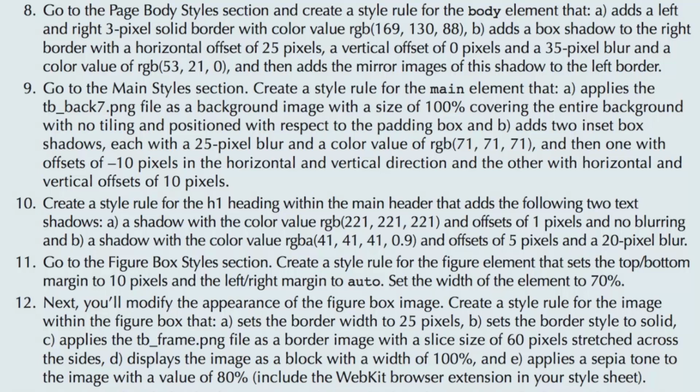In step 8, we're going to go to the page body styles section, and create a style rule for the body element that adds a left and right 3 pixel solid border with a color value of RGB 169, 130, 88. And then also add a box shadow to the right border with a horizontal offset of 25 pixels and a vertical offset of 0, and a 35 pixel blur with the color value being RGB 53, 21, 0, and then adds a mirror image of this shadow to the left border.